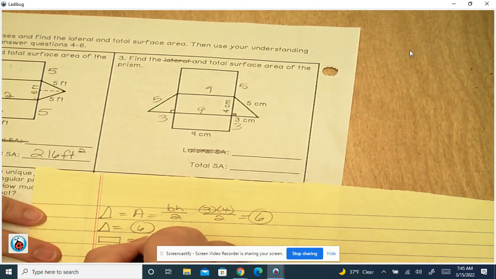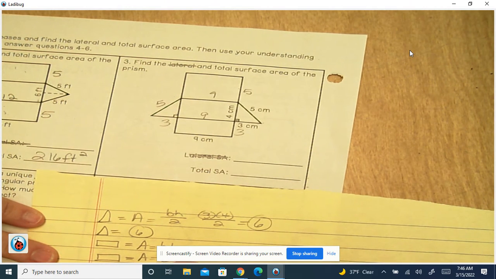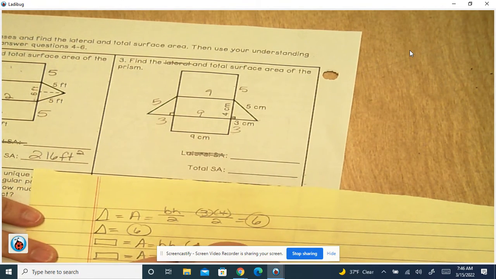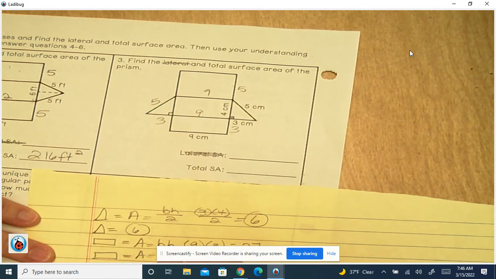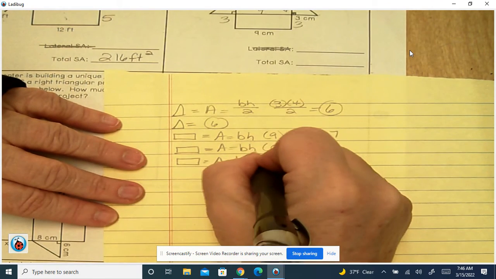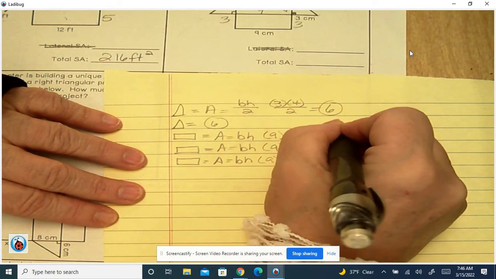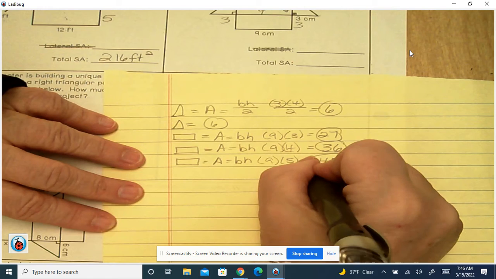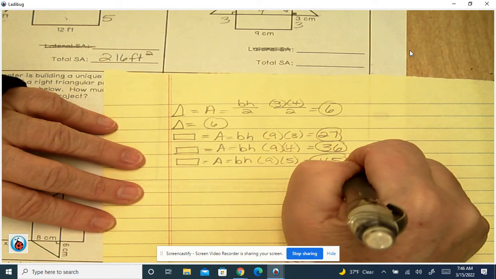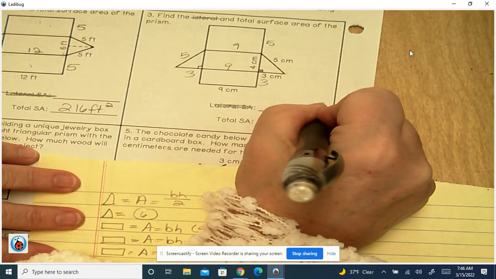So for the area equals the base times the height for the 3 rectangles, we've got a 9 times 3, which equals 27. We've got a 9 times 4, which equals 36. Oops, sorry, didn't know y'all could see that. And then the last one is a 9 times 5, which equals 45. And if we add all 5 of those up, we get 120 centimeters squared. So for total surface area, 120 centimeters squared.